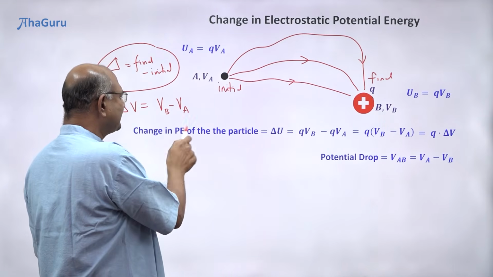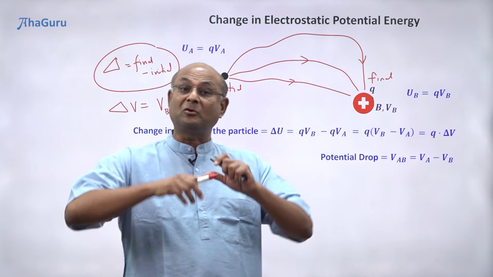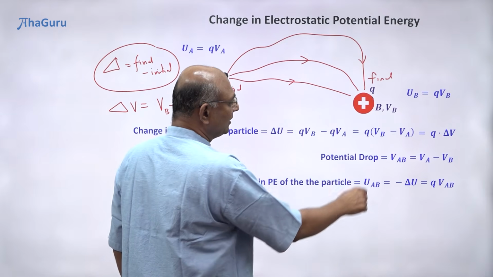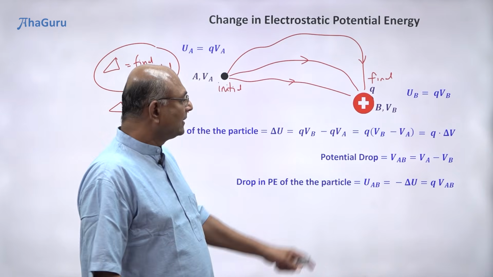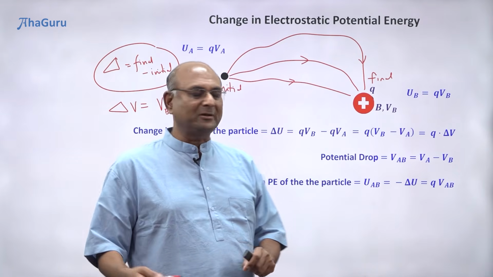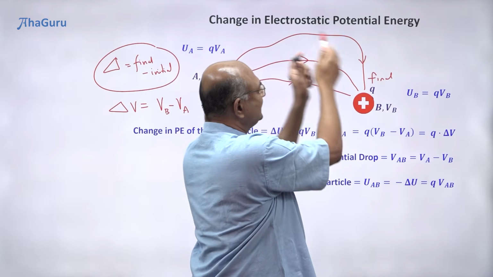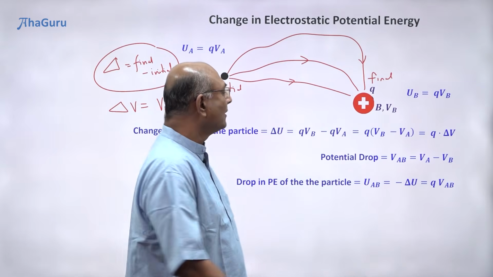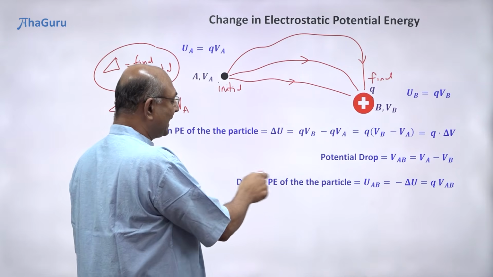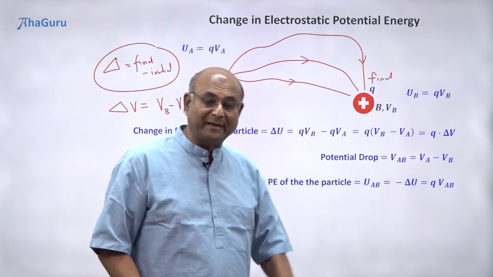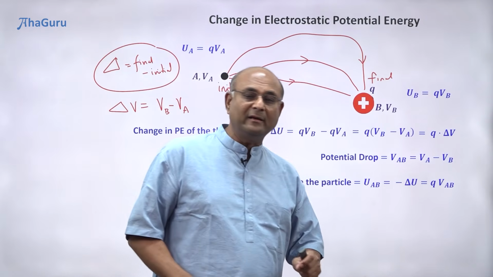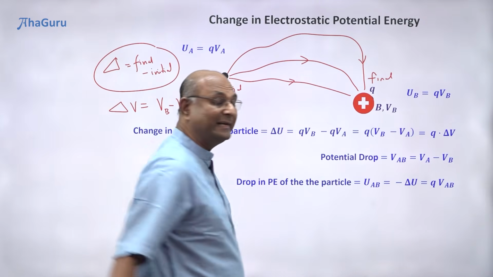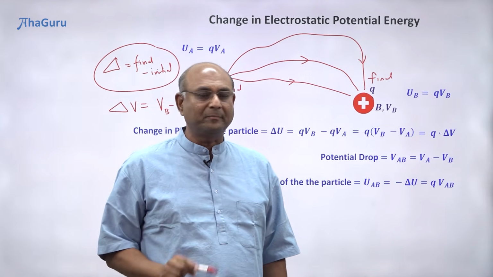So here I talked about change in potential energy. The same way we can talk about drop in potential energy. So drop in potential energy of the particle, UAB, will be minus of the change, because it's obviously initial potential energy minus final potential energy. So we will write it as Q times VAB. Often they will ask you for change, but if they ask you for drop, remember it is initial minus final. So it will be Q times VAB, whereas when you talk about change in potential energy of the particle, it is Q times delta V.